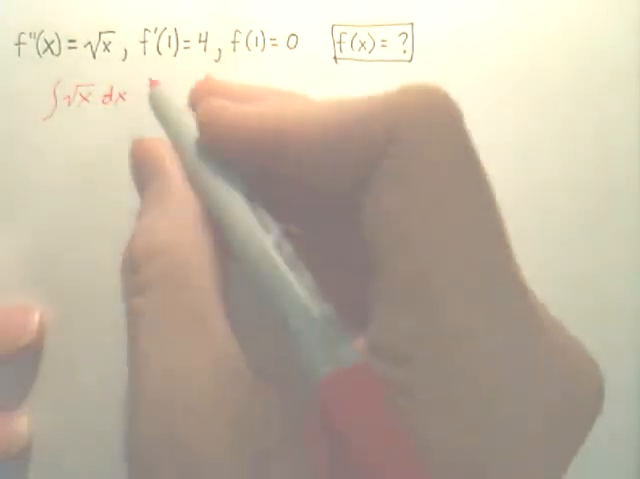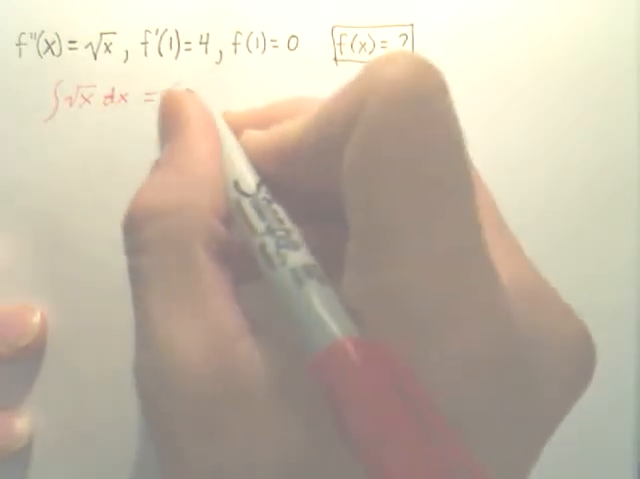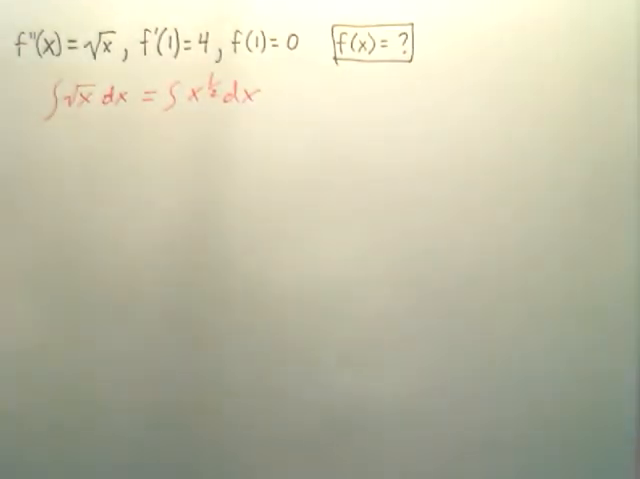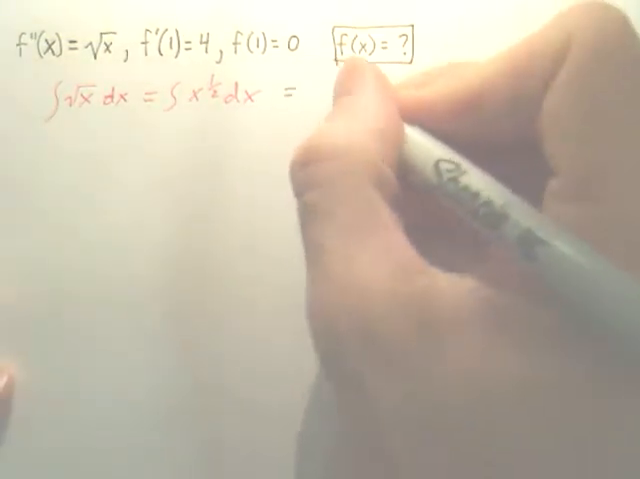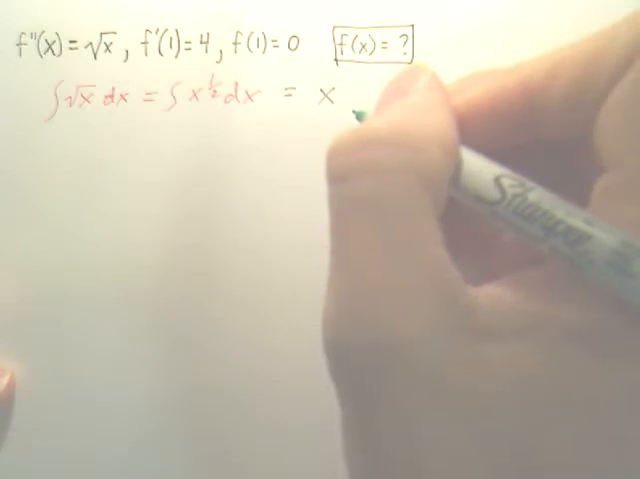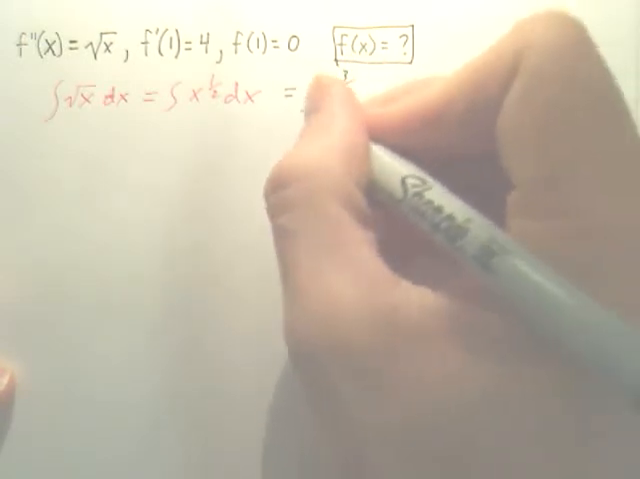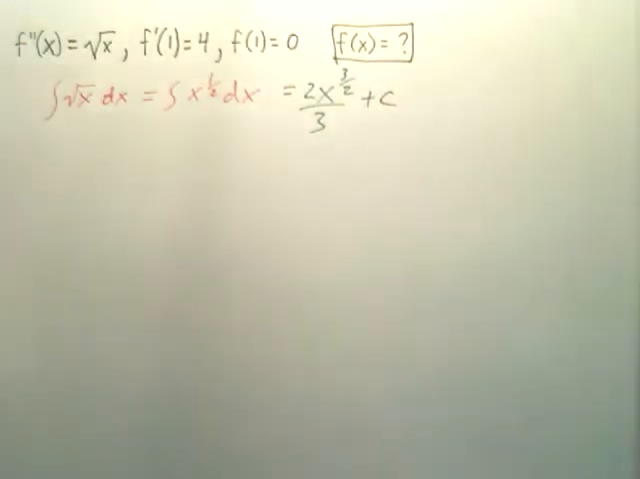When you integrate that, what you first have to realize is that it is the integral of x to the 1/2. And when you integrate that, we're going to add 1 to that exponent. So what we're going to get is x to the 1/2 plus 1, which is 3/2, and that becomes 2/3, plus c. That is my equation.